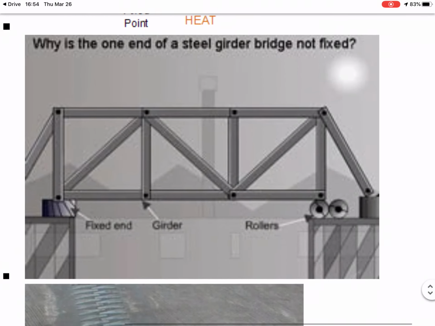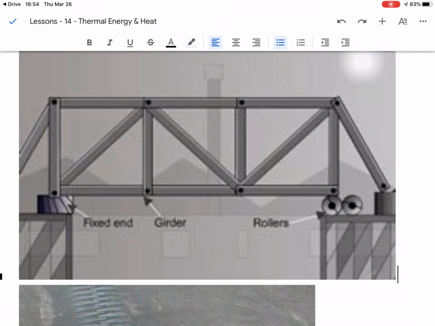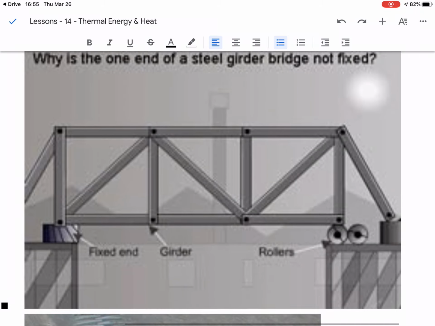Now let's look at this. Why is one end of the steel bridge on rollers? See to the right, they have rollers. Why would that be on rollers? The other side's fixed, that way it won't slip off, but why is that right side on rollers? Think about it. Okay, think during the day.